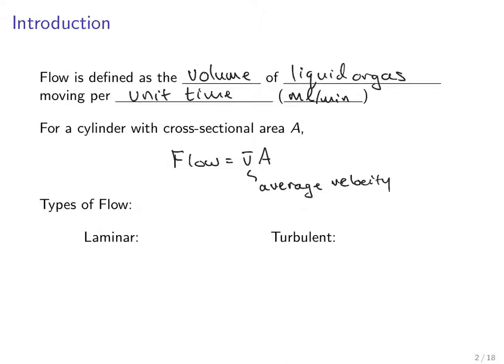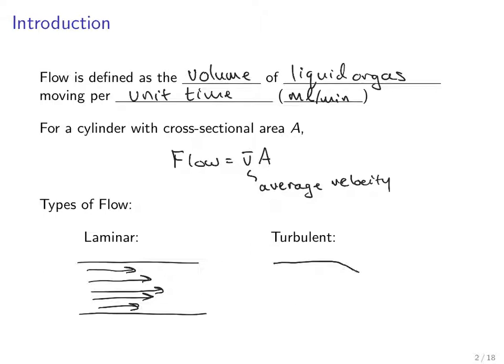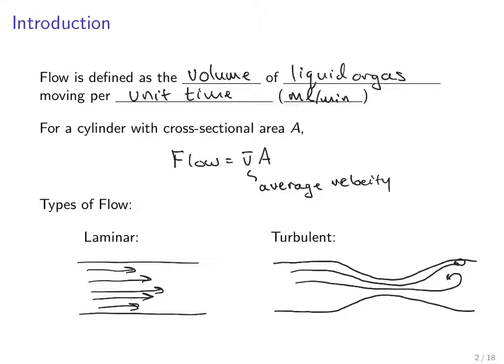And there are two different types of flow that you encounter in the body. One is laminar, where you have different velocities spread across the vessel, but there's no mixing, and the flow is all parallel. In turbulent flow, for example, what you would get if you had a kink in a tube, you're going to have jets that are going to go in different directions, sort of chaotically.